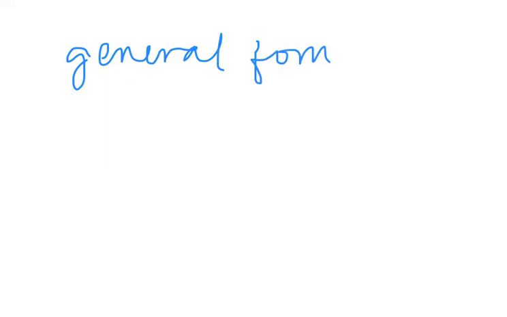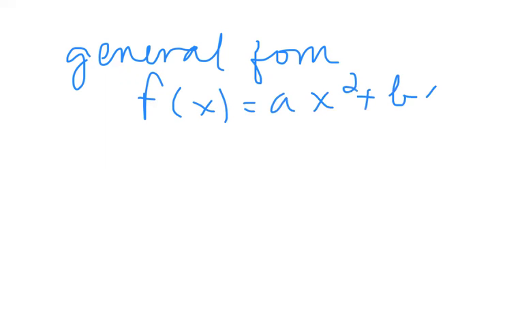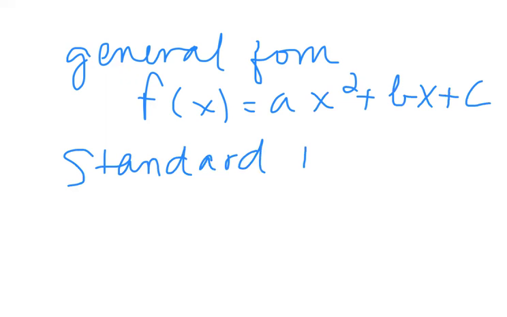Now, in order to talk about these quadratics, guys, there's two forms we look at. By the way, this is primarily about graphing the quadratics. We're graphing quadratics, okay? So we've got the general form, which is f of x equals ax squared plus bx plus c, okay? We're going to look at that one first. And then we've also got the standard form, which I refer to sometimes as the vertex form, okay?